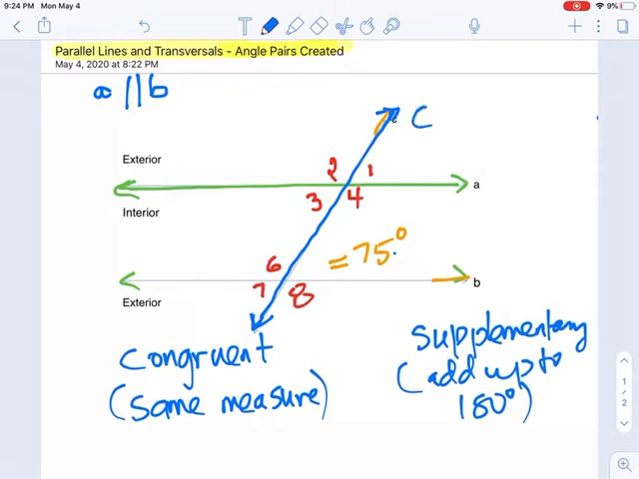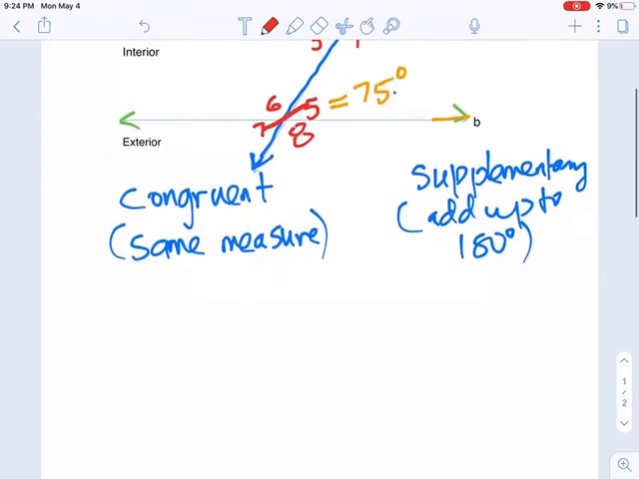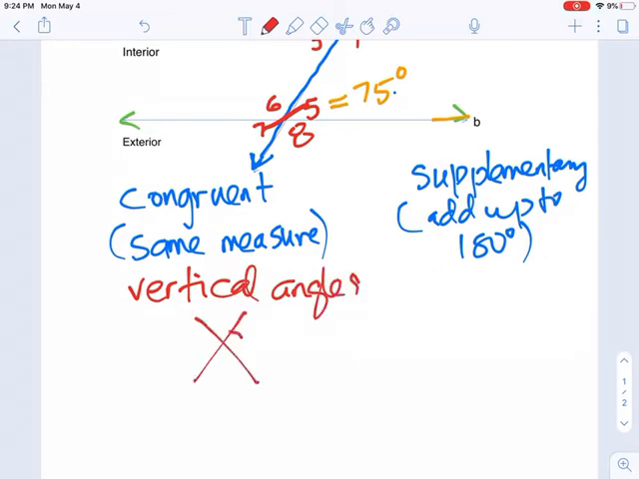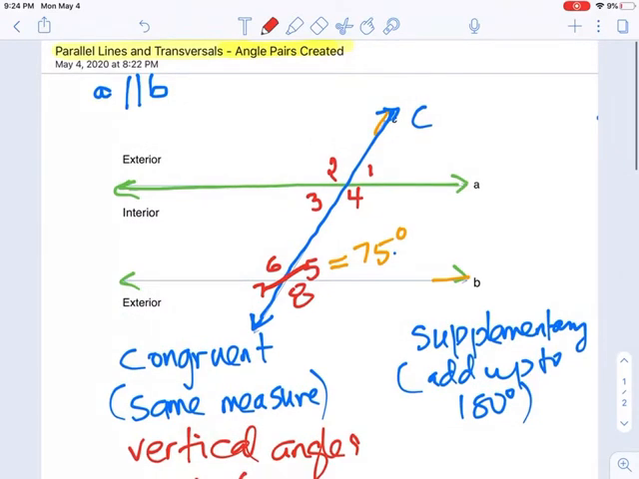So we can see that angle 5 and angle 7 are congruent because they are vertical angles. So this is what vertical angles look like: just two lines crossing each other, and the angles that are opposite to each other are congruent. And you can see they look exactly the same. So we know that 7 is therefore 75 degrees as well.